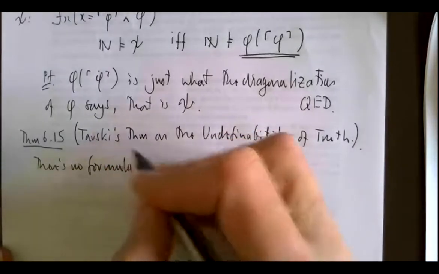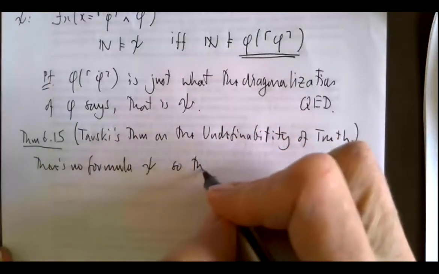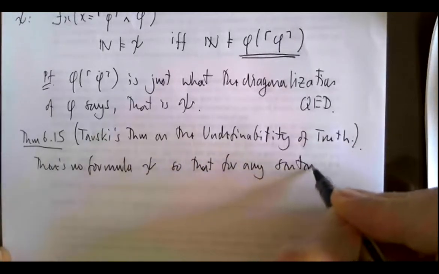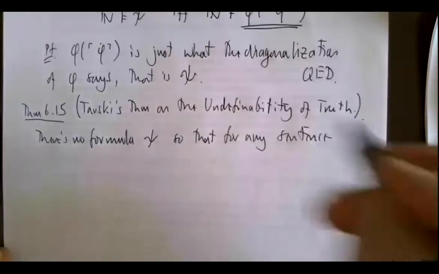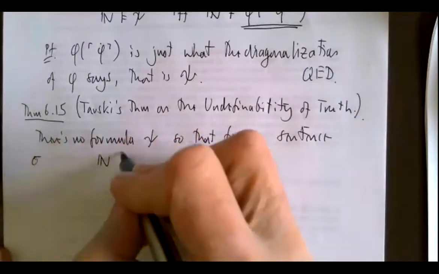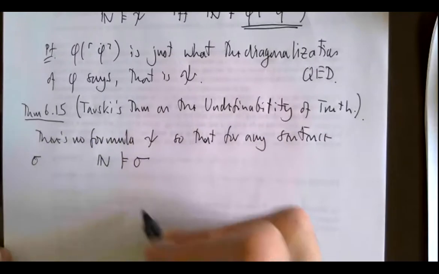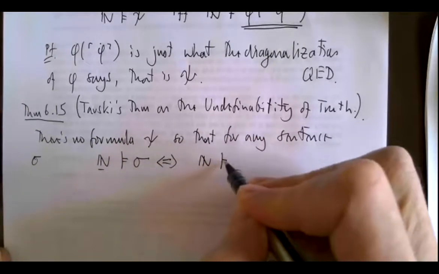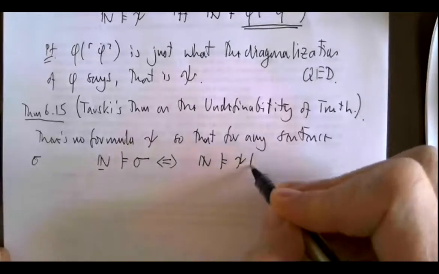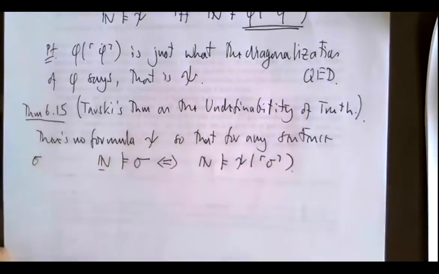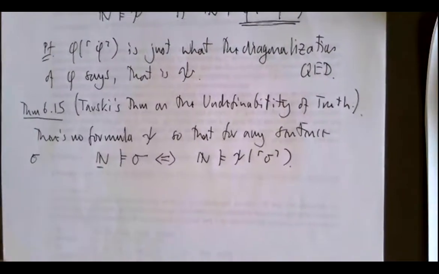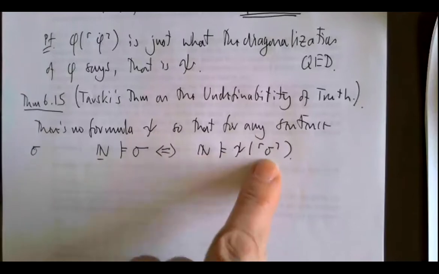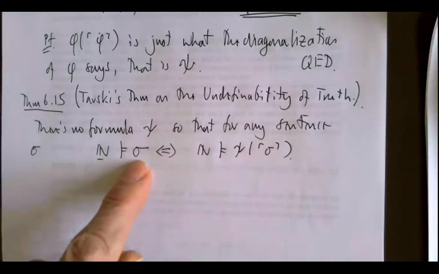There's no formula psi so that for any sentence sigma, sigma is true in N if and only if this formula here is true of its code number. So there's no formula I can find that will define the set of code numbers of truths in arithmetic.